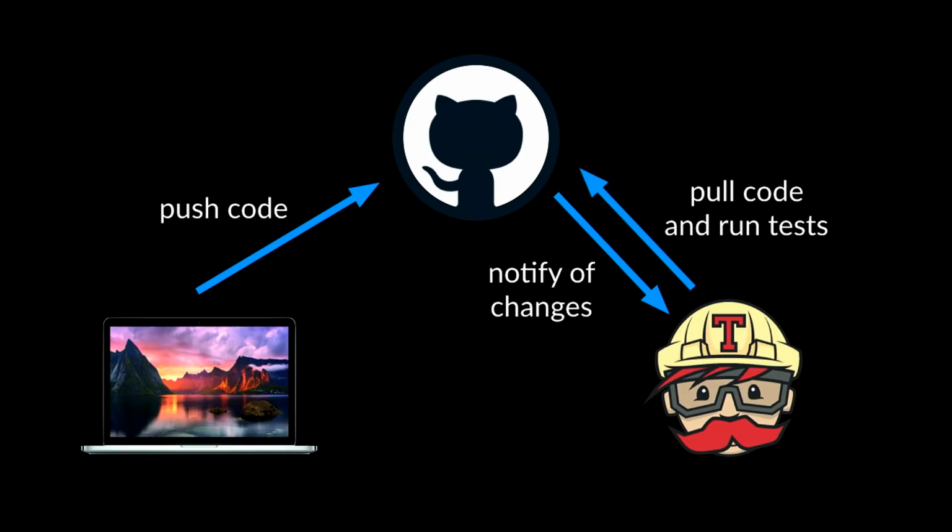And what Travis is then going to do is pull that code from GitHub and then run some tests on it. Travis can do other things as well, and we'll touch on that as well. But one thing that it's quite good for is running tests.